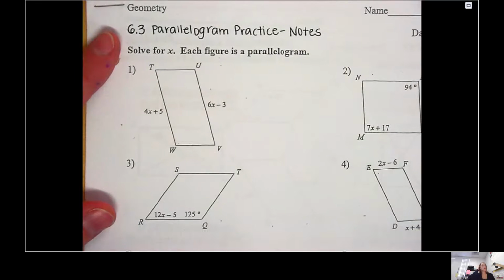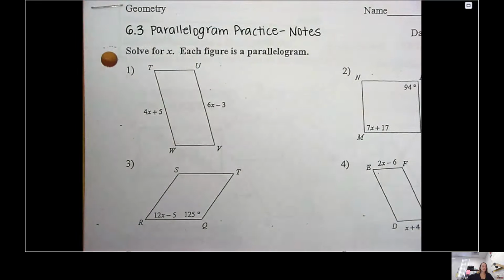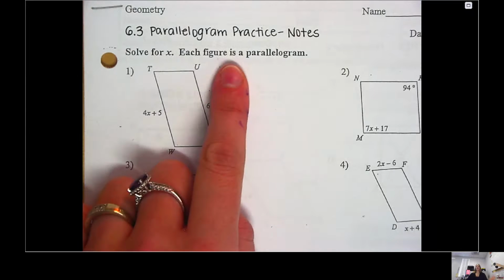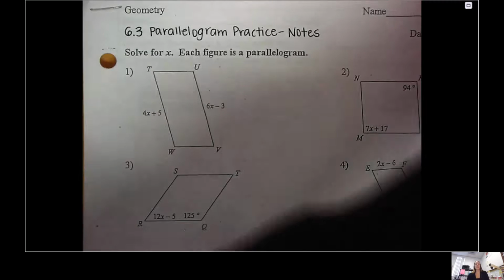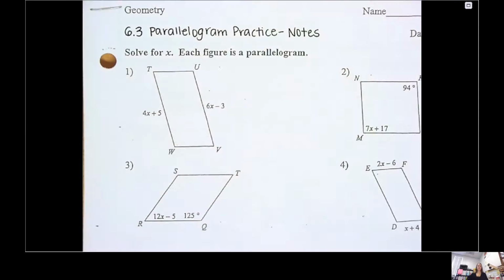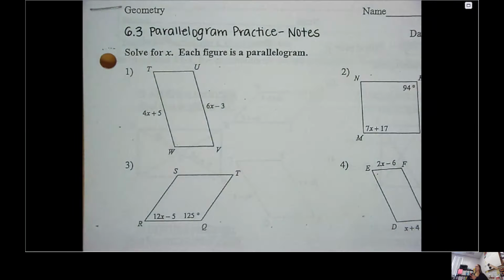So for numbers 1 through 6, we're going to solve for x, and it also tells me that each figure is a parallelogram. So we're going to use that information as we answer each question. So number 1, you've got a parallelogram there and you've got 2 equations. Are we talking about side lengths or are we talking about angle measures in number 1? Sides or angles? What do you think? How did you decide that? Why angles?